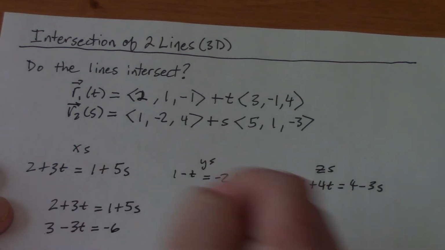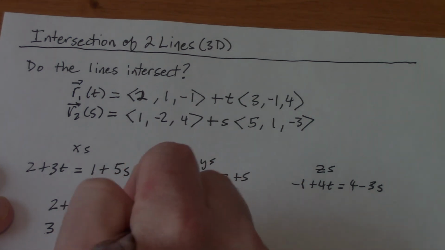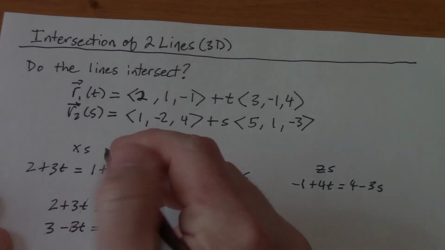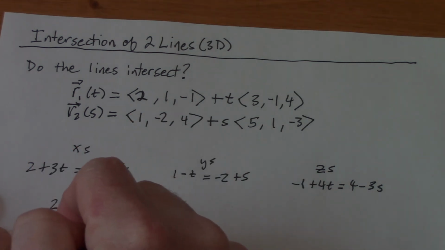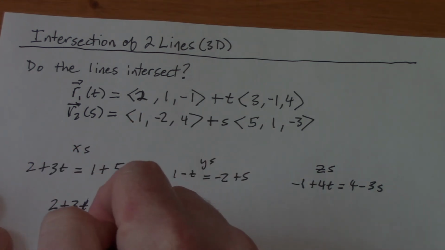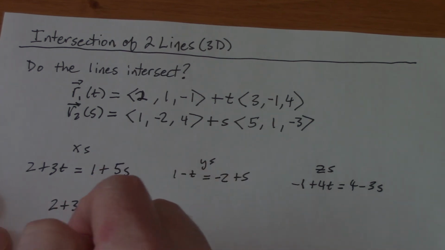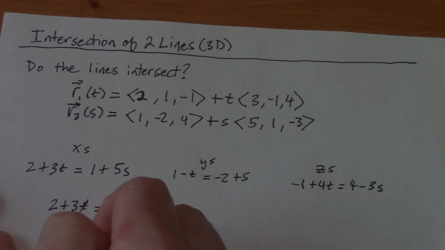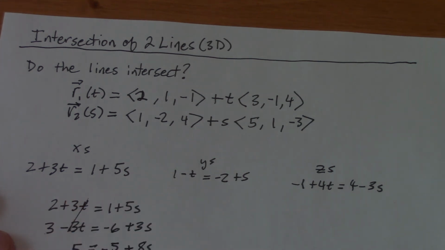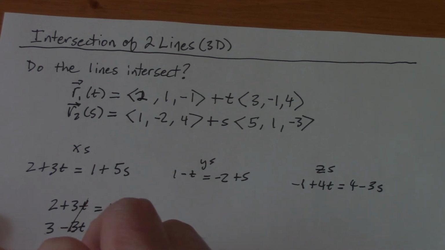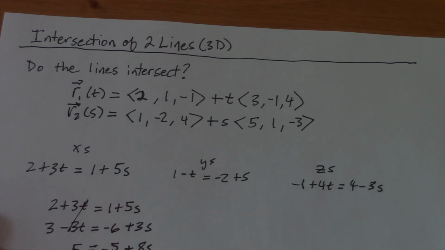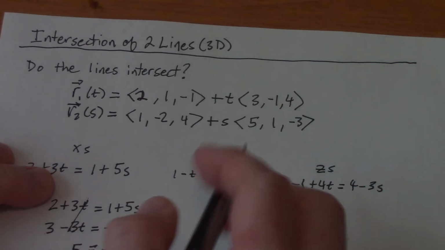And let's see, we get negative 6 plus 3s over here. Okay, so when I do this, the t's cancel. I'm going to get 5 equals negative 5 plus 8s, and that's going to mean that 10 over 8, which is 5 over 4, so s is 5/4. Now, does this mean they intersect? No. They could still not intersect. What it means is they intersect only if s equals 5 over 4. And then we can take that and solve for t.